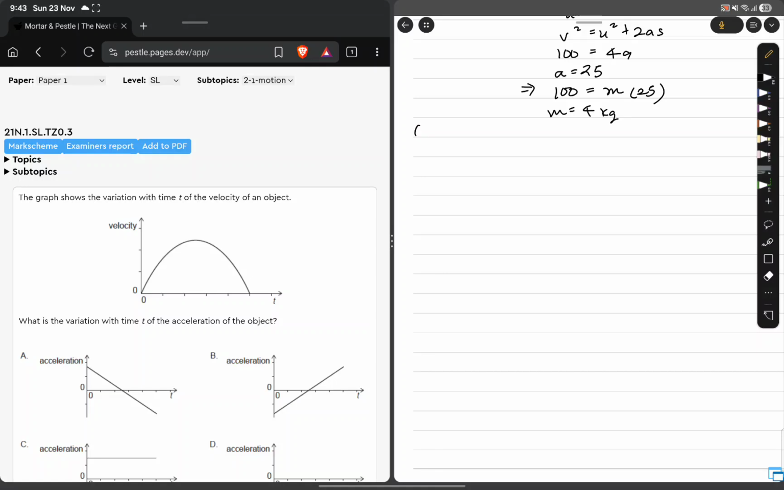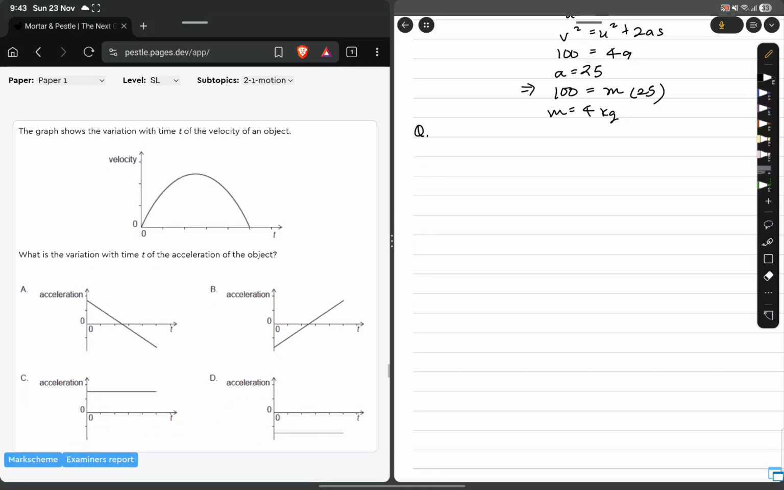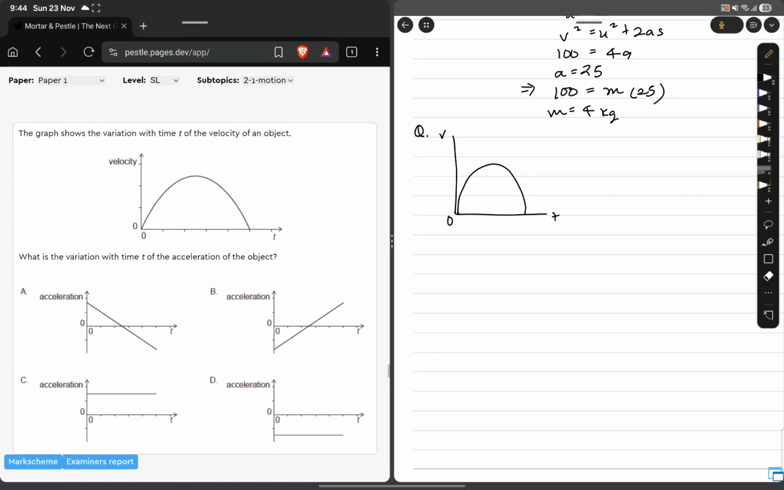Alrighty, next question. The next question asks for the graph that shows the variation of time t with the velocity of the object. Velocity, time, 0. It looks like that. Funky. What is the variation of time t and the acceleration of the object?